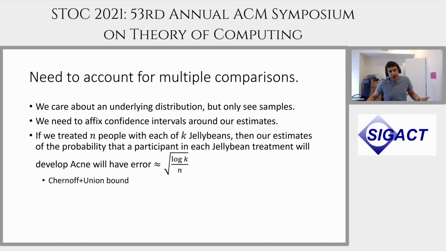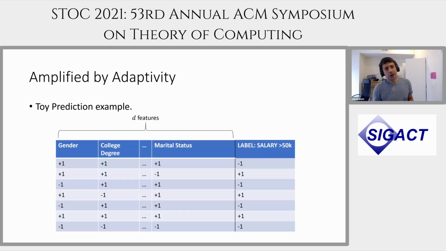And of course, we all know if we've had k test groups, one for each jelly bean, and in each one we've treated n people, then our estimate of the probability that a participant in each jelly bean treatment group will develop acne will have error, and we can bound that error with a Chernoff bound and a union bound, then it'll scale roughly like square root of log the number of jelly beans divided by n. So we get this very nice scaling where we only have to correct for something on the order of square root of log of the number of things we've tested. But things get much worse if the tests that we make are adaptive.